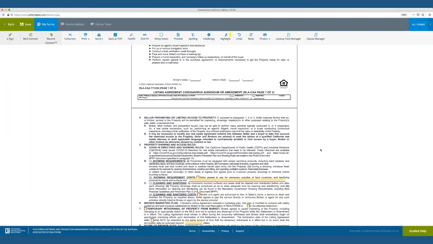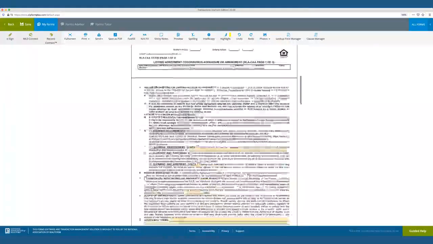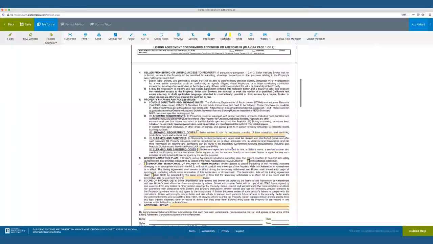So by checking that. Cleaning and sanitizing. Commonly touched areas shall be cleaned and disinfected before and after each showing. Now, the new regulations state that the person who's showing it is now required to do that cleaning and disinfecting. So just be aware of that. And if you are showing property, make sure that cabinets are open, doors are open. You don't want people touching things. They should walk through it, look through it, don't touch. Look, don't touch.